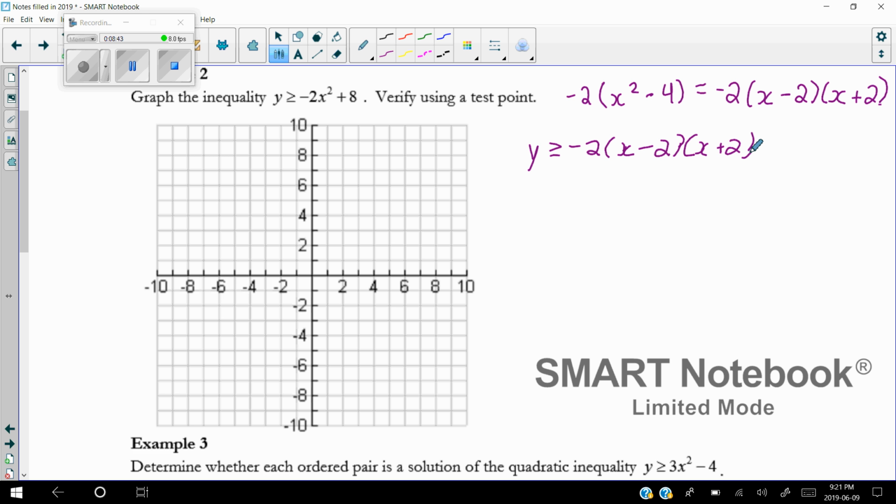So I can now plot 3 points. I know my x-intercept of negative 2, my x-intercept of positive 2, and my y-intercept of positive 8, and that comes from my c value here. So from there, I'm going to connect the points, and in this case, I'm going to use a solid line because I have greater than or equal to.